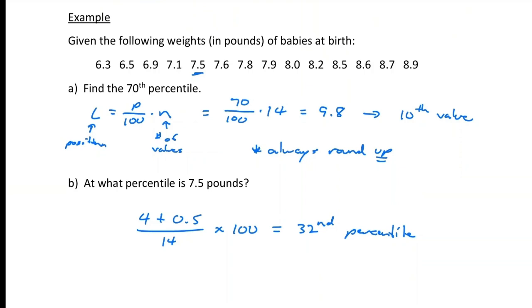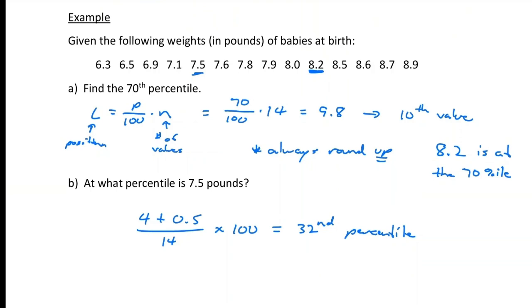So in this case, we count the 10th value. So 1, 2, 3, 4, 5, 6, 7, 8, 9. 10th value is right here at 8.2. So 8.2 is at the 70th percentile. And I abbreviate percentile with a little percent sign and then ILE. Okay, so that's how you find the value, just working that formula backward that we used in B.